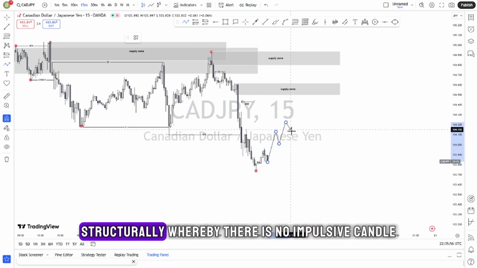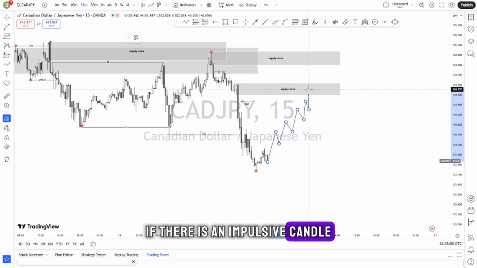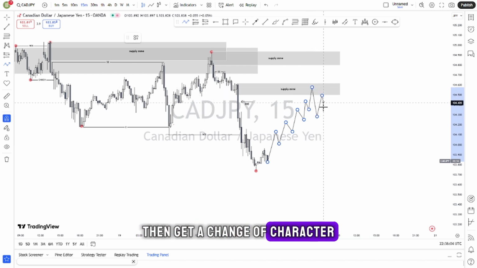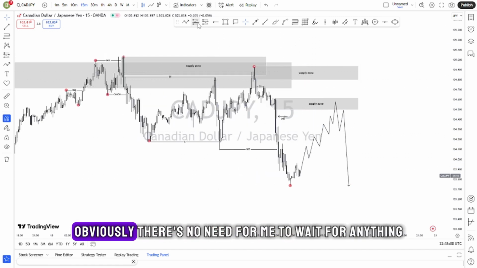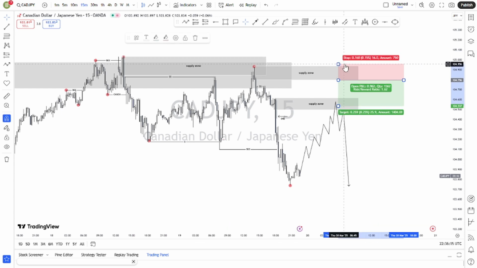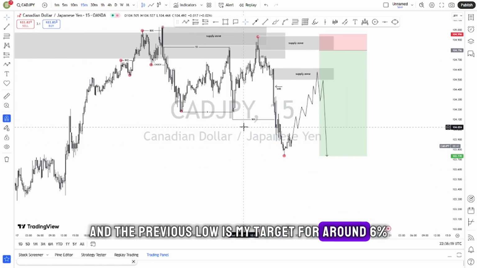I'm waiting for the market to push up structurally, whereby there is no impulsive candle. If there is an impulsive candle, I have to wait for the market to mitigate this point, then get a change of character. Then that is when I'll be looking for sales. And at the top of the structure, there's no need for me to wait for anything. I just have to take my sell around here with a 16 pip stop loss, and the previous low is my target for around 6%.